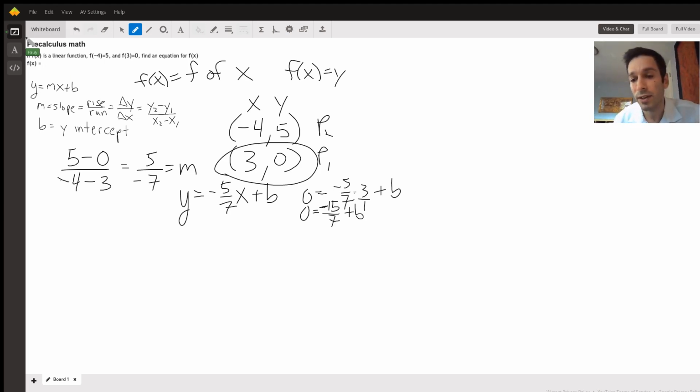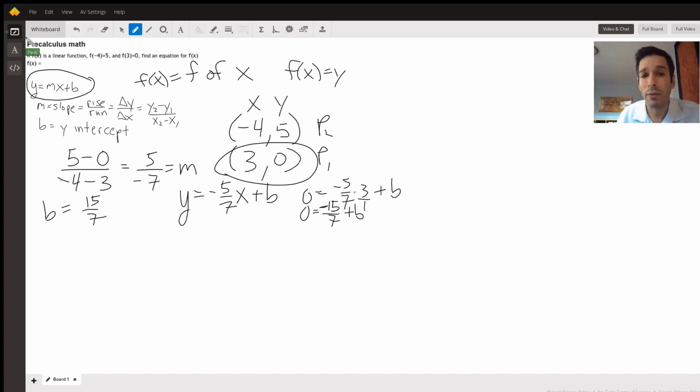All right, well, this is just inverse operations. We can add 15 over 7 to both sides. So -15 over 7 plus 15 over 7 equals 0. So that's what b is going to be. B will be 15 over 7. It's not pretty, but that's what it is. All right, you have your m, you have your b, so you should be able to plug them into here.